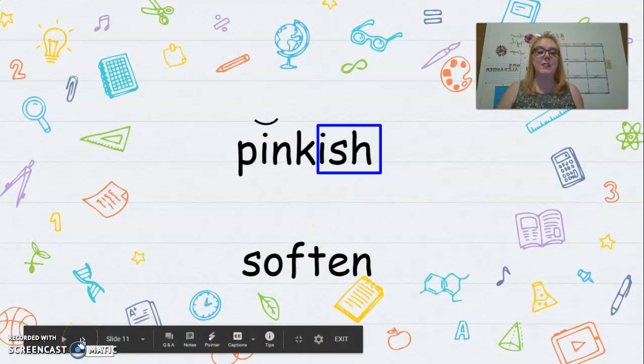Let's go to the next word. Tell me what the suffix is. That's correct, it was EN. What is the syllable type for this word? It's also closed. So read that word to me. That's right, let's read it together. Soften. Good job.